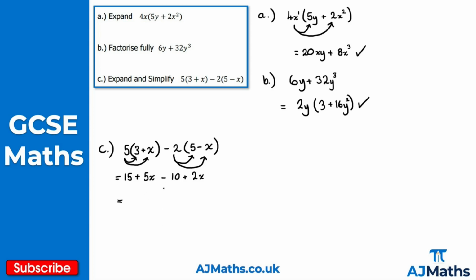So now all I need to do here is collect like terms. So 15 minus 10, that would give me 5. And then I've got 5x plus 2x, that would give me 7x. But what I get here then, if I just write it the other way around, looks a little bit more natural to us. I get 7x plus 5 there. Okay. And there we have it. So that's the solution to C. And that gives the solution to the very last question there.